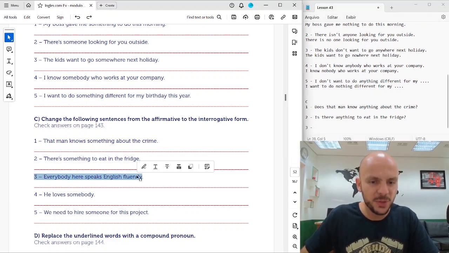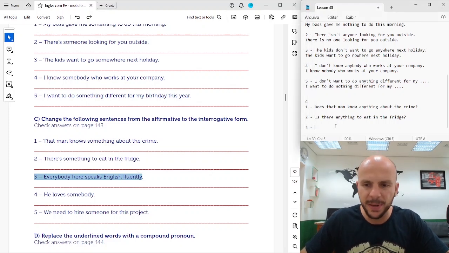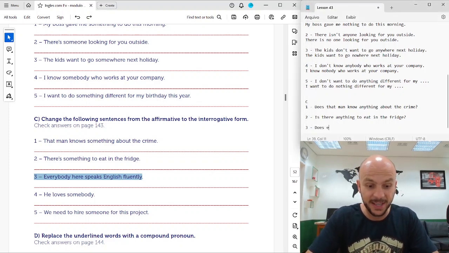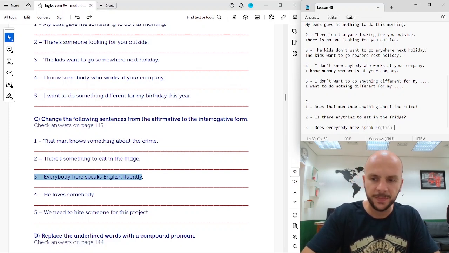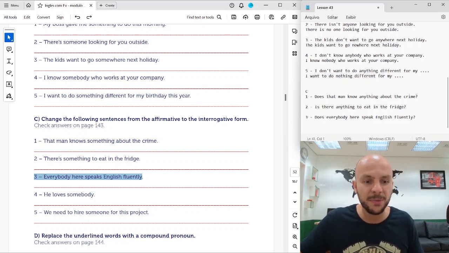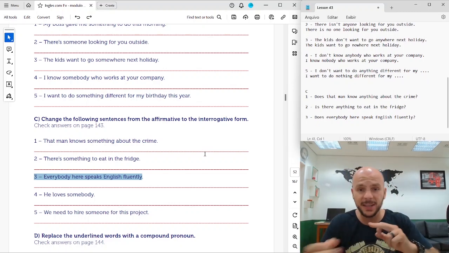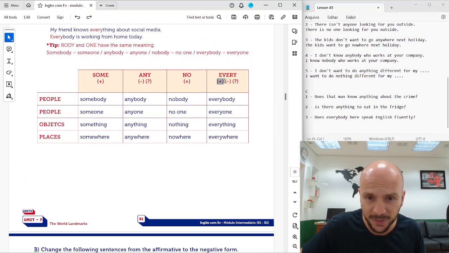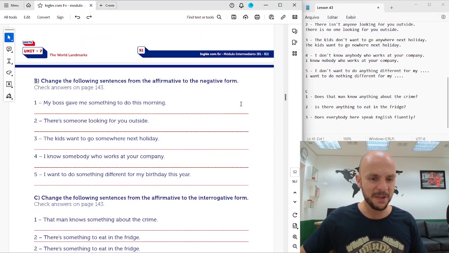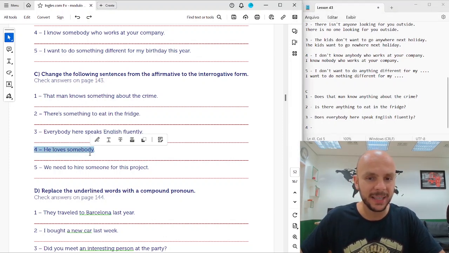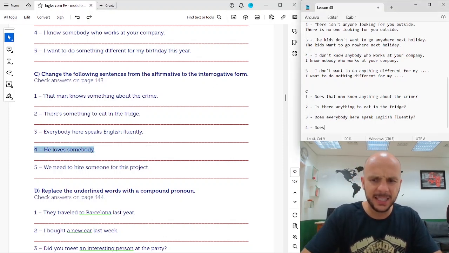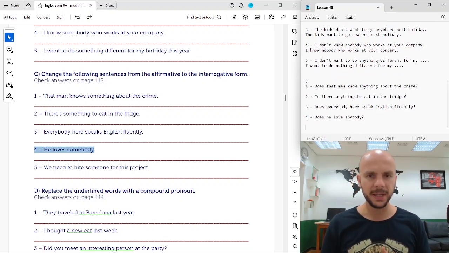Everybody here speaks English fluently. Does everybody here speak? Tiro o S do verbo, jogo lá no does, no auxiliar. Speak English fluently. Okay? Because everybody is the same for affirmative, negative, and interrogative. Every is the same for all of the situations, okay? Number 4. He loves somebody. Interrogative. Does he love anybody? Okay.